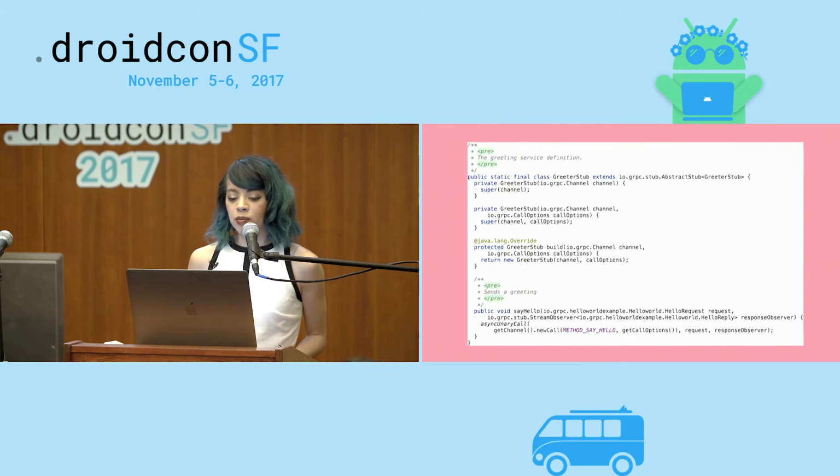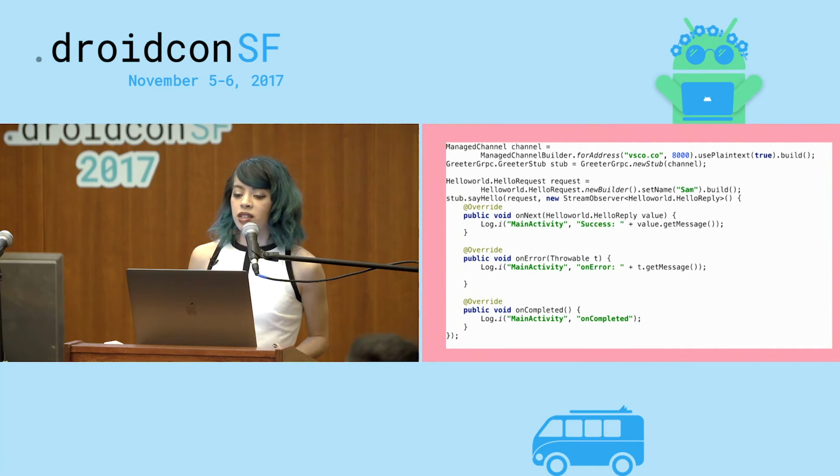The response is going to look pretty similar, so here's an example of what the stub looks like. The stub is what hides all of the networking code behind the scenes, and all of it is generated for you, and the only method we really care about is the say hello method, which takes in a request and then returns a response observer, which is kind of like a listener.